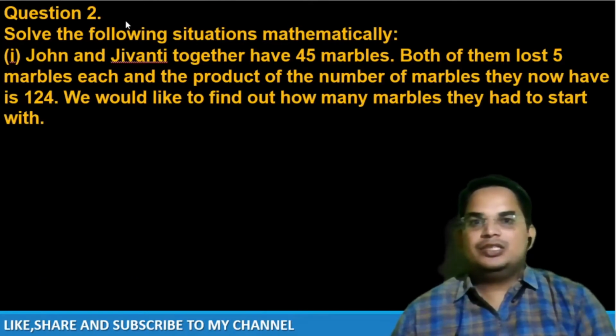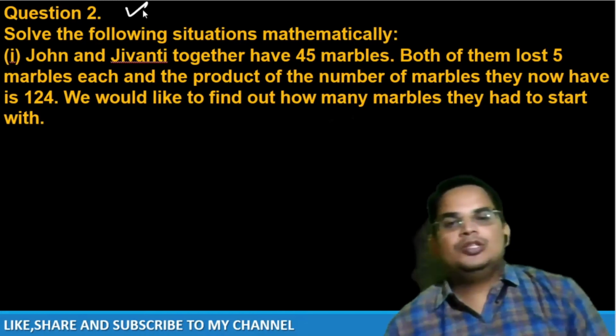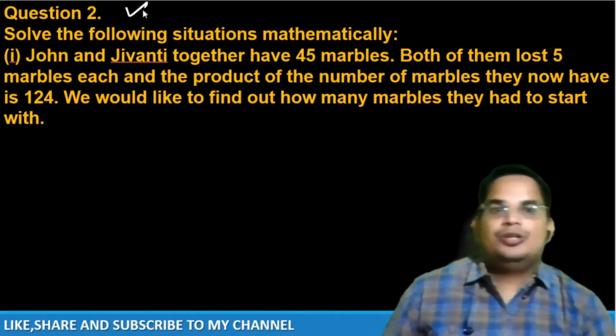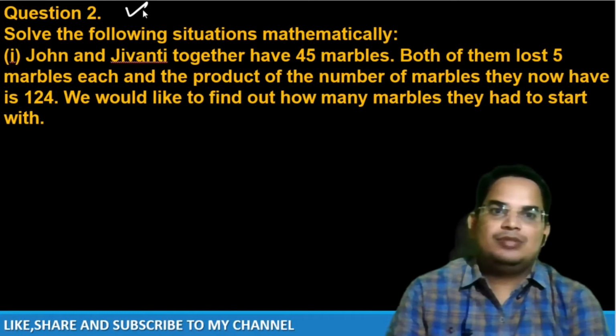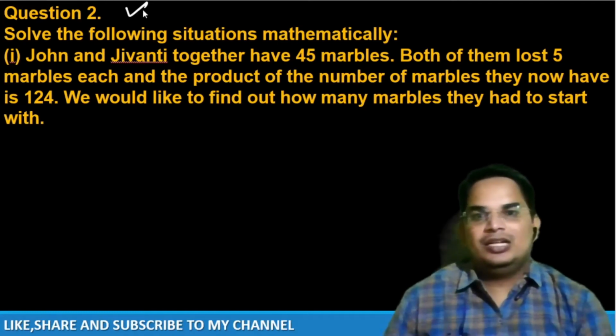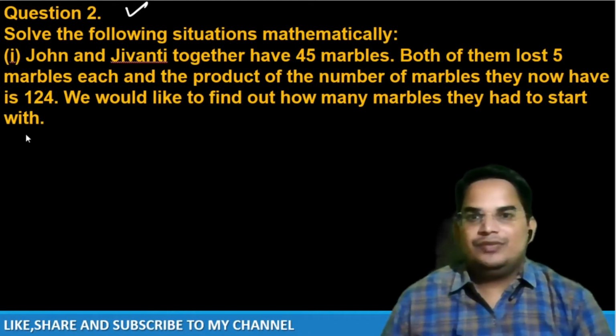Let's see the next question. What is given here? Solve the following situation mathematically. John and Jivanti together have 45 marbles. Both of them lost 5 marbles each, and the product of the numbers of marbles they now have is 124. We would like to find out how many marbles they had to start with. Okay, very easy question, bachche. What is given here? Total marbles are 45. So let's see.